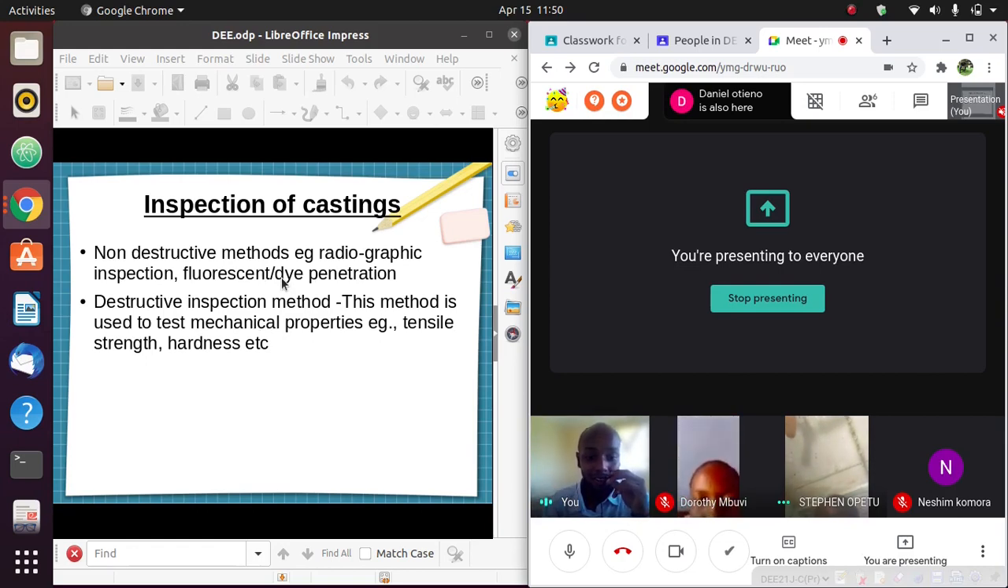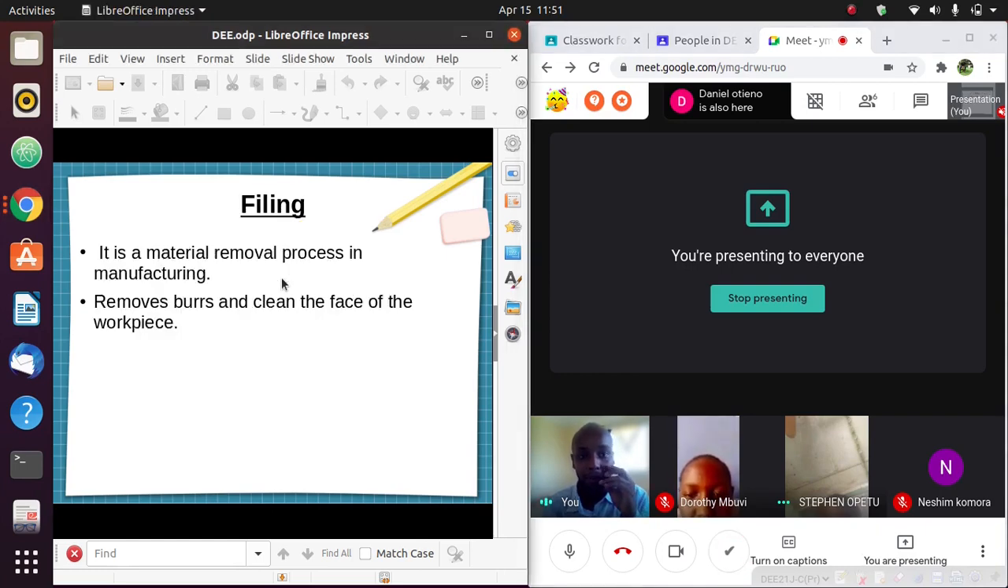Destructive methods are just as how they sound. Unapeleka your casting into a laboratory, it is tested, inavunjwa, so that you can know at what strength, its durability, its strength. At what force will that casting break? At what force will it, ukivuta, at what point, at what pressure will it break? So that is the inspection of castings, the most common methods. Now for today we'll reach there.